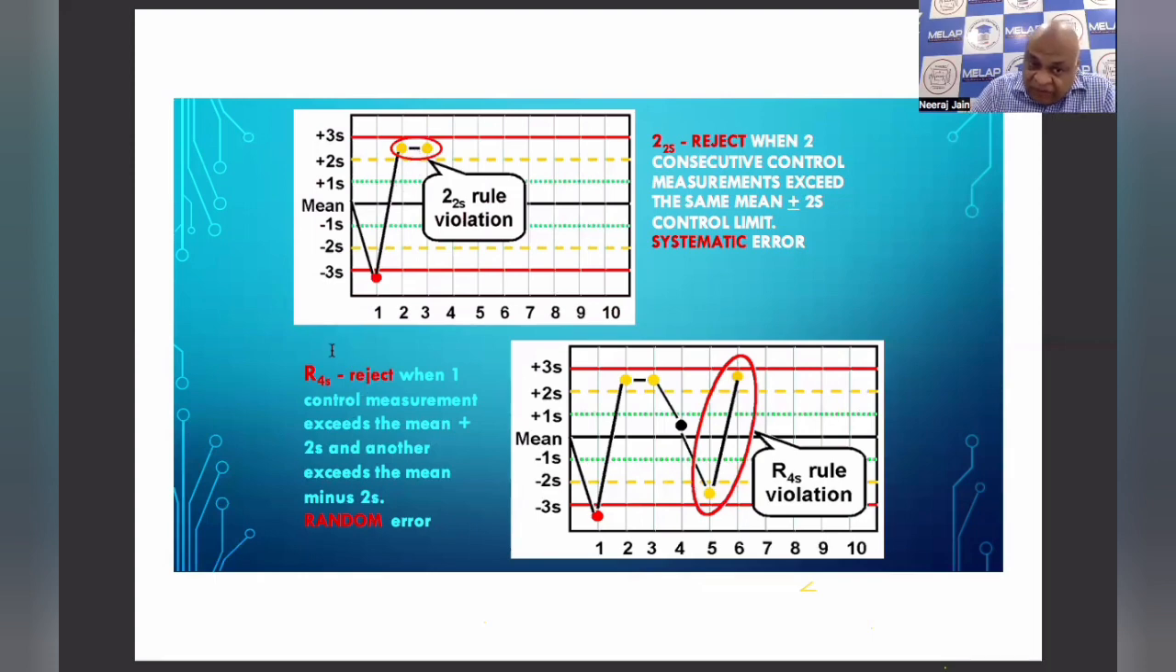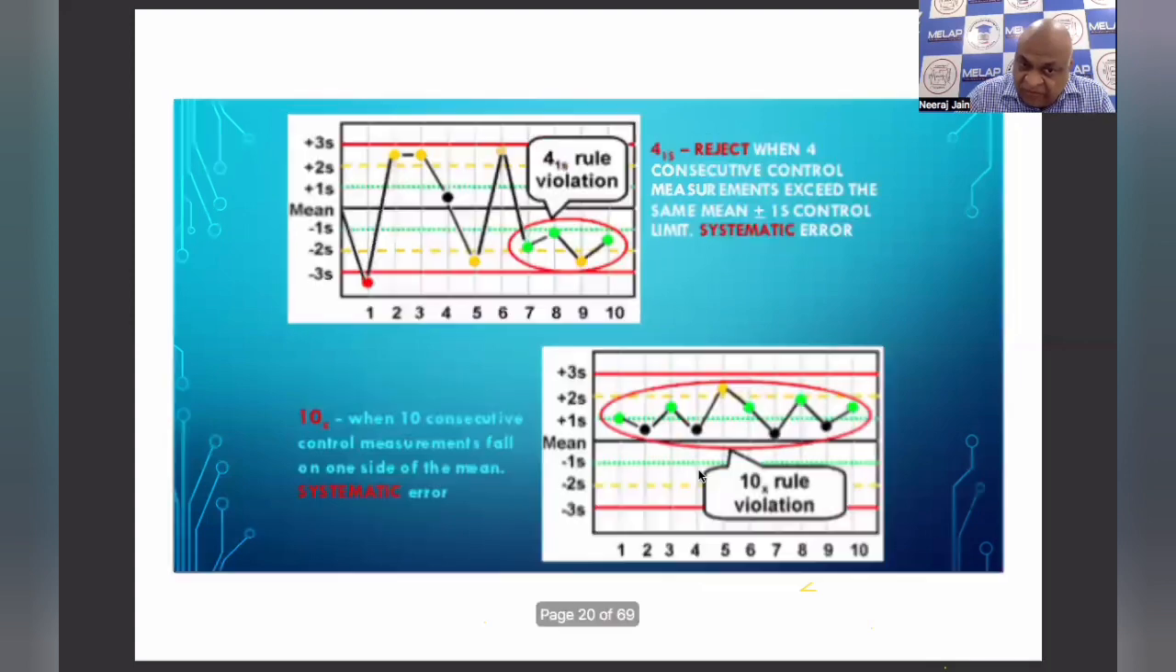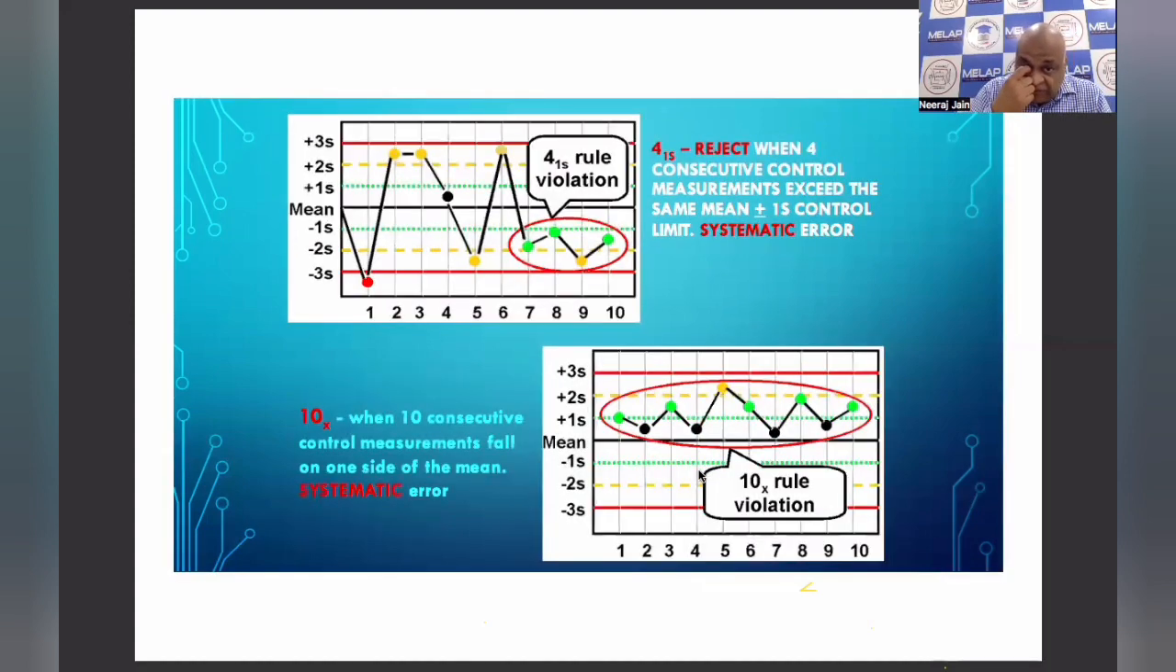Then R4S: a random value showing more than 4 standard deviation variation. So what is the reason? Today, why are we getting so much variation? What has happened? Don't accept this. Do the root cause analysis and take appropriate action. Suppose 4 consecutive values are on one side of the mean, beyond 1 standard deviation, again it is systematic error. Find out what is the reason.